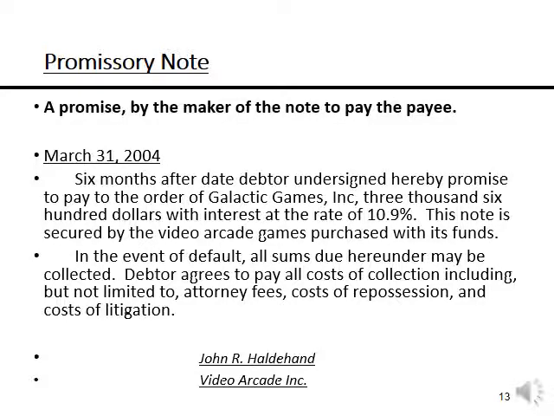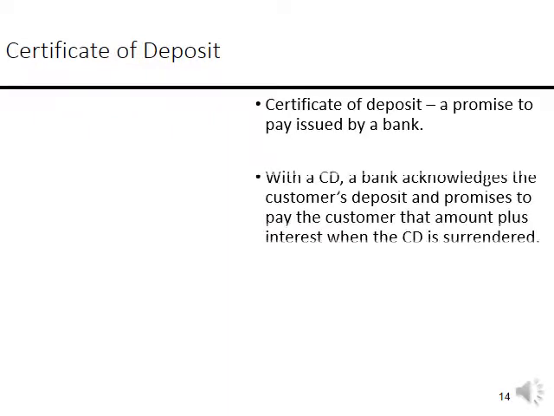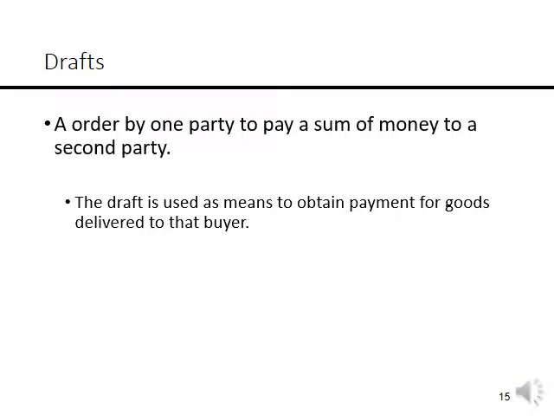Also, the agent can sign by initials. The agent doesn't need to sign the full signature like is what is done here. A certificate of deposit is actually a promise to pay that's issued by a bank, and so it is an example of a promissory note. And with the CD, a bank acknowledges the customer's deposit and promises to pay the customer the amount plus interest when the CD is surrendered. So that's an example of a promissory note.